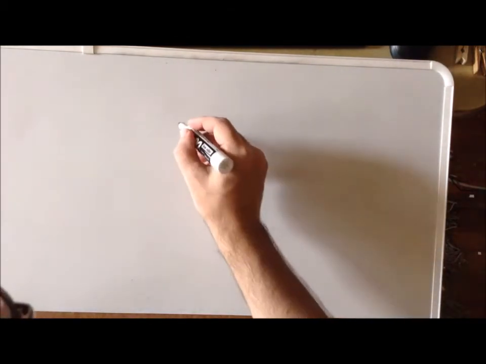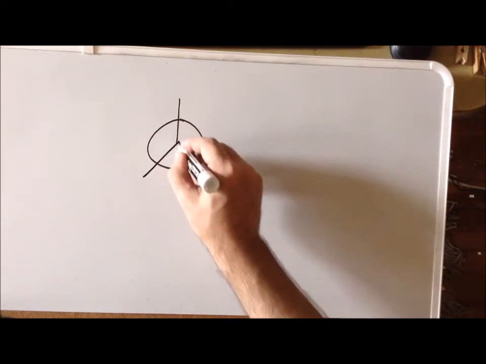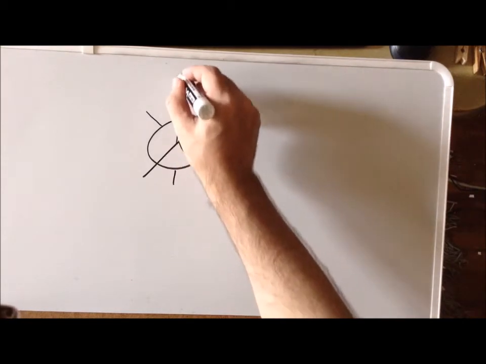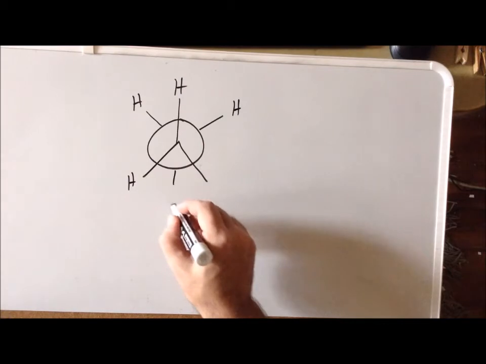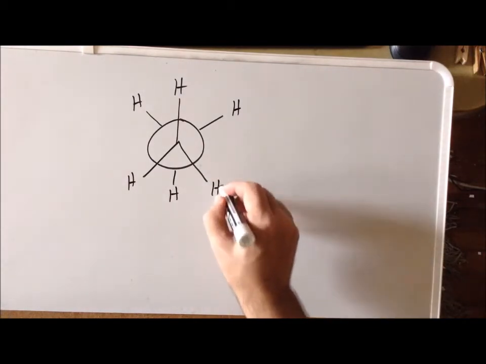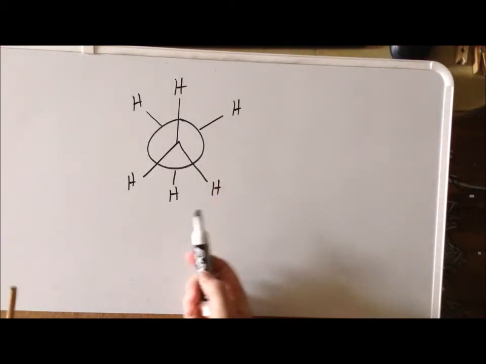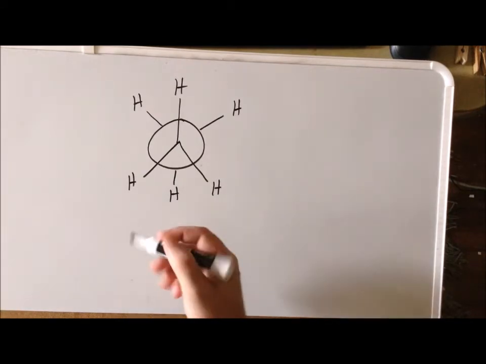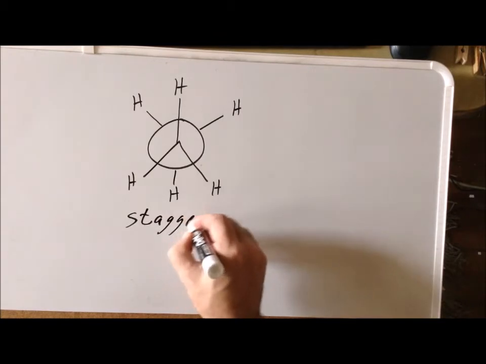Our second conformation will look like this. Here we notice that the hydrogens attached to the back carbon are exactly in between the hydrogens in front. So we call this the staggered conformation. This is the staggered conformation of ethane.